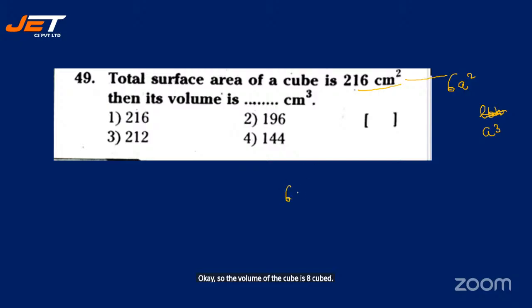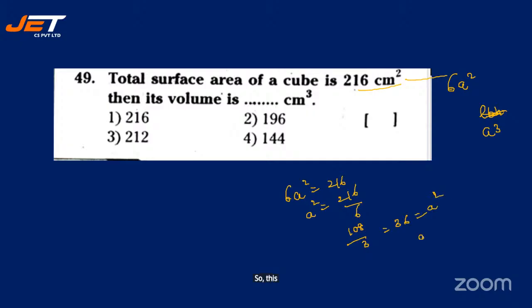So simple, no? 6a square is 216. Let's find out what a square is. 216 by 6. So 2 ones are 2, 2 eights are 16, 2 threes are 6, so 3 sixes are 18. So this is a square. A square is equal to 6 square. So a is 6. So what is a cube? 6 sixes are 36, 36 into 6 is 216. So hopefully your answer should be 216. Let's see. Yes, it is.